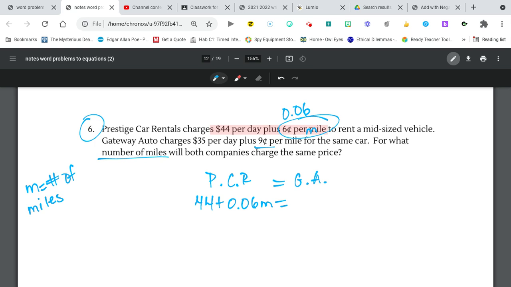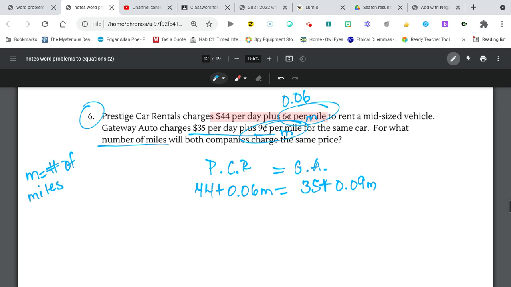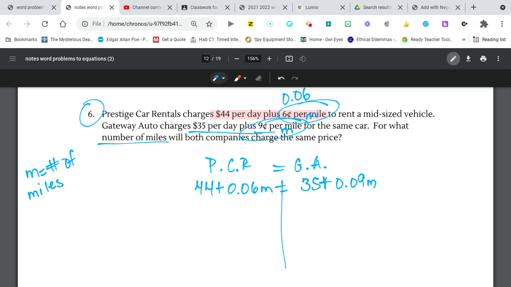All right, and Gateway charges $35 per day plus 9 cents per mile. So 9 and M are going together. But you got to make 9 cents look like money. So you got to write it like this, guys. 0.09. That represents money. All right, now what I'm going to do is solve to see when a certain number of miles would give me the same amount of money that would be charged for each company. So let's get rid of one of these. I'm going to get rid of 0.06M.